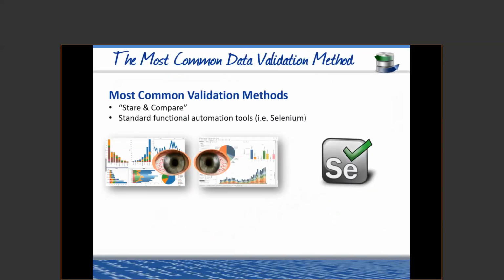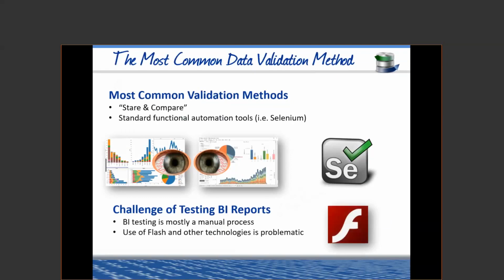Common data verification methods now. A lot of BI testing is still done manually. We refer to that as stare and compare, where you're looking at the visualizations, seeing the information, and trying to then run a query against the database and look at the result set and make sure that the data matches up. Also, we'll see standard automation tools used as well, which they'll be used to capture some of that data, execute the queries against the backend system, and compare the data.